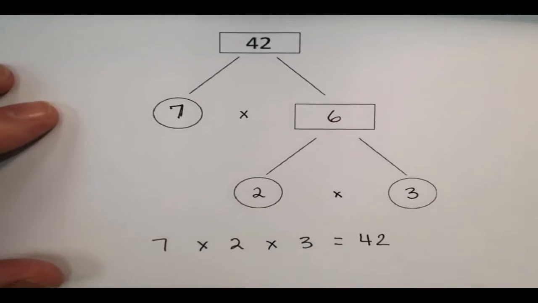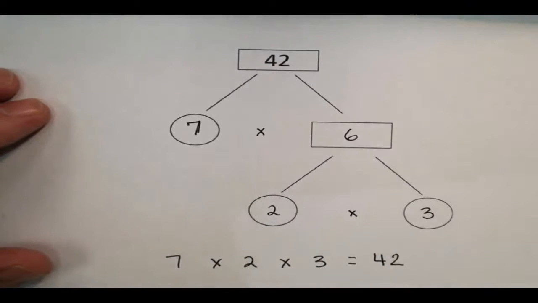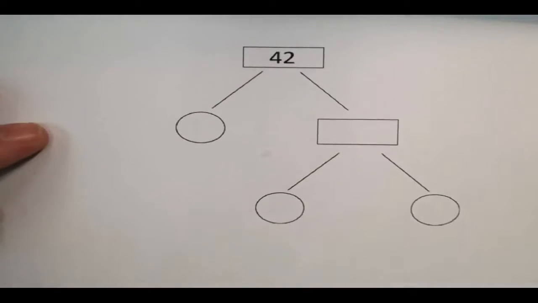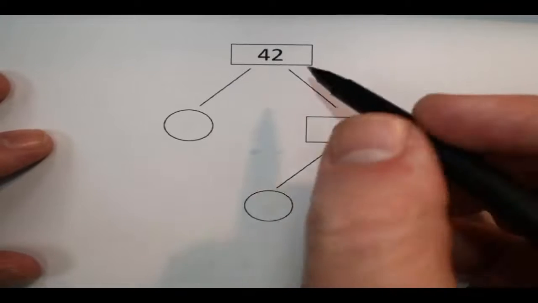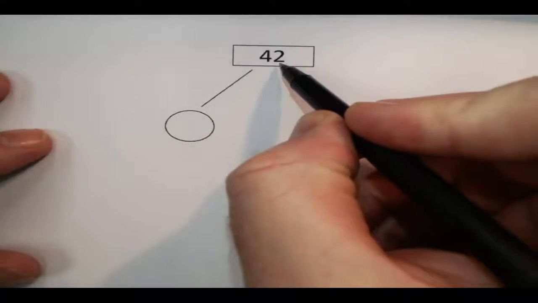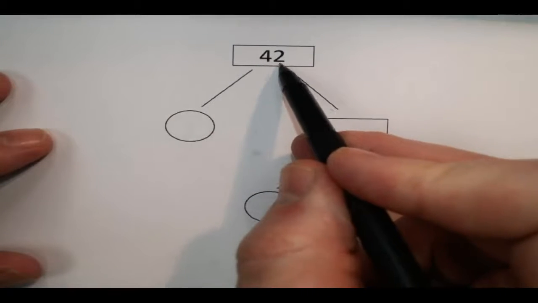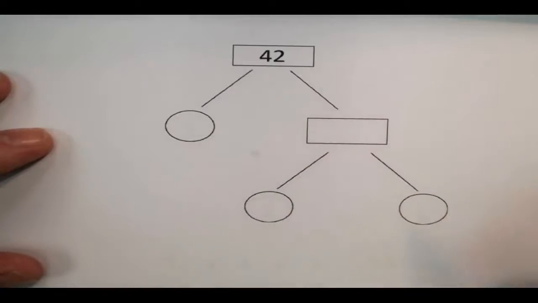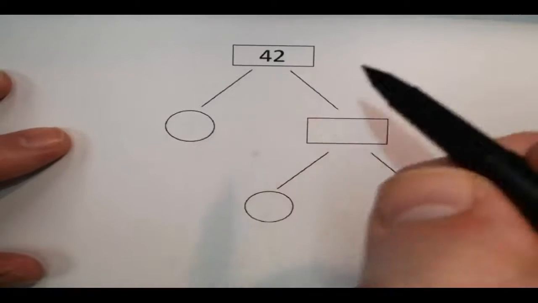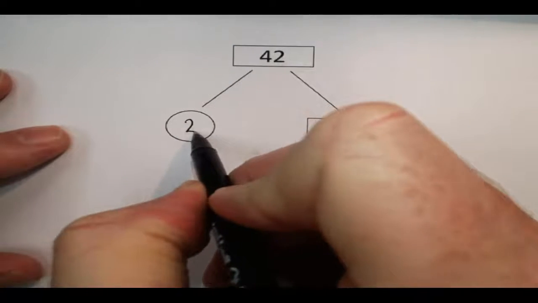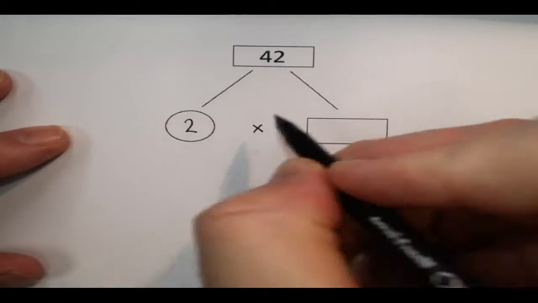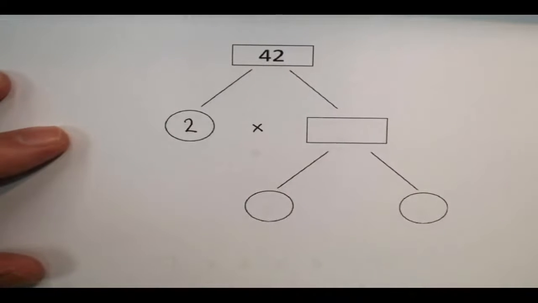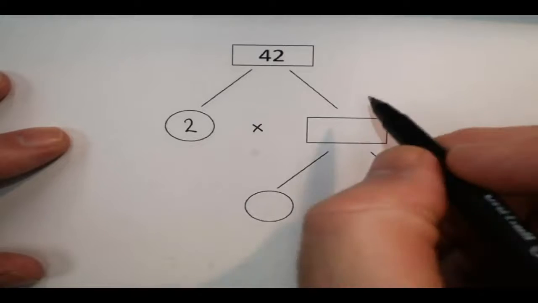Okay, we're going to take a look at this in a different way. Okay, still using 42. All right, and this time, because 42 is an even number, I know that because the digit in the ones place is a 2. So if it's an even number, then 2 has to be a factor. Okay, 2 must be a factor. But 2 times what? 2 times what is 42? 2 times 21.